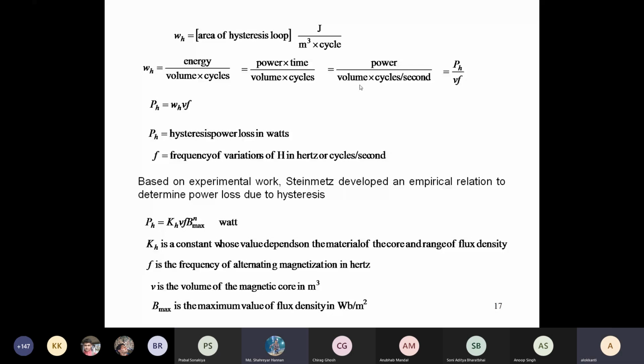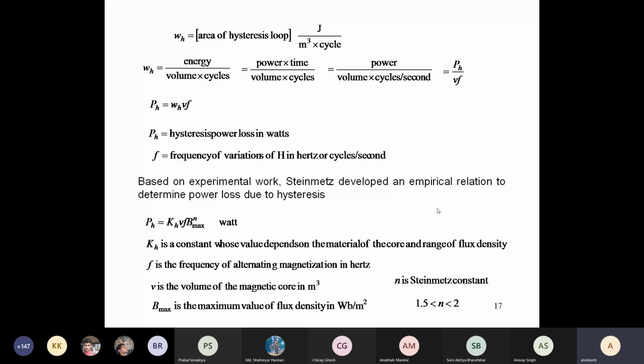N is in some index. So N is basically named after Steinmetz. So it is called the Steinmetz constant. N is basically given by Steinmetz, and the value of N basically lies from 1.5 to 2. So for a particular value of B max, for a particular value of n, V is anyway constant, the volume of the core, KH is constant, you see that the hysteresis power loss is basically proportional to the frequency. You see the hysteresis power loss is directly proportional to the frequency. So the greater the supply frequency, your hysteresis power loss is going to increase.